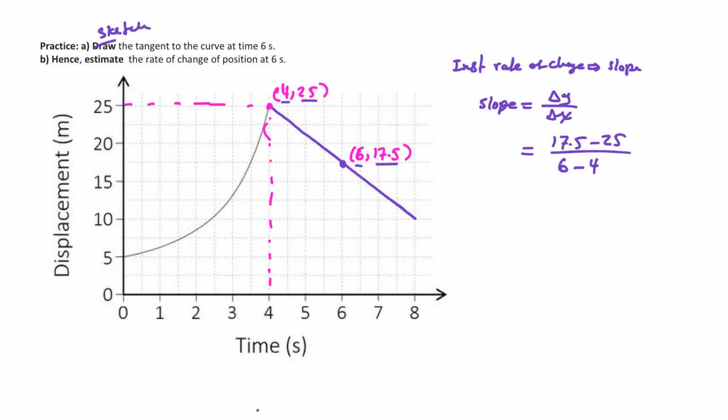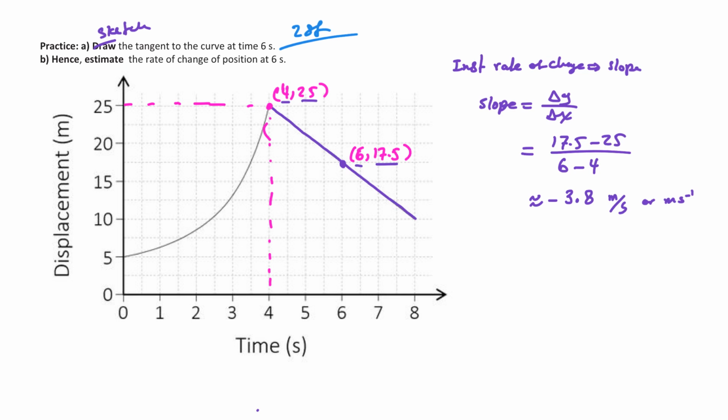Once I do the calculation, assuming again, let's say 2 significant figures, then I will get an approximate value of negative 3.8, rounding it up, meters per second. Whenever you're calculating the slope, just make sure you go back to the diagram and make sure that if it's negative, your final answer was negative. If it's not, you made a boo-boo somewhere.